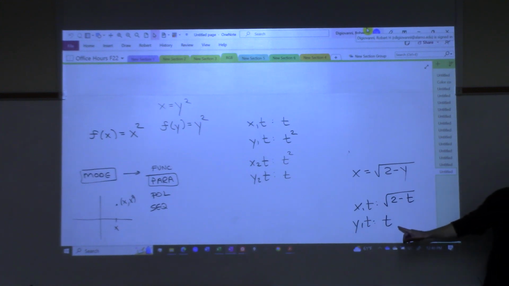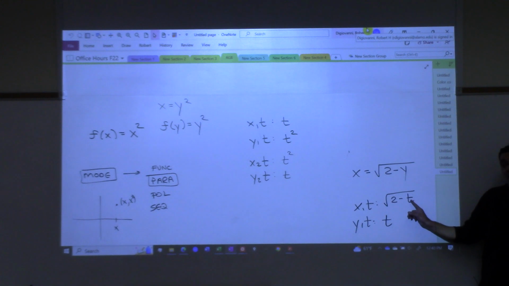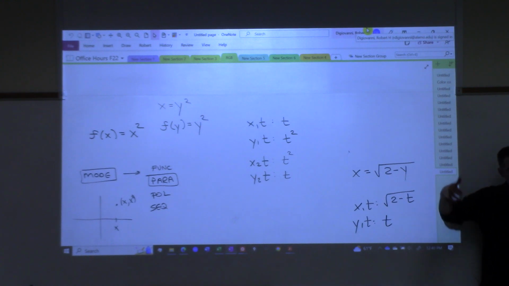Do y'all see what's happening here? We're saying that t is y. We're saying, hey, the t is the y coordinate. And then you're saying square root of 2 minus t, but t is y. So this is really the square root of 2 minus y. And then graph it, and you should get what we drew earlier.